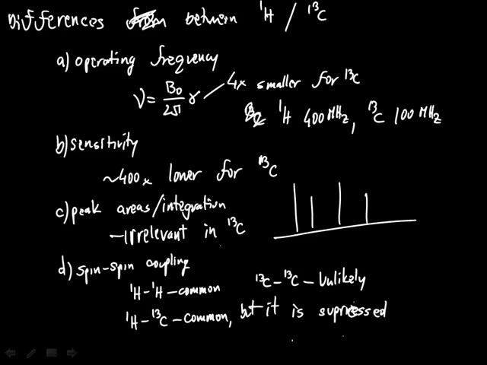This continuous irradiation keeps all protons in their beta state, their high energy state, which then prevents them from splitting the peaks of the carbon, since there are no alpha and beta orientations to split. And so, again, another thing that comes out of this is that all peaks are singlets in a carbon-13 NMR spectrum.